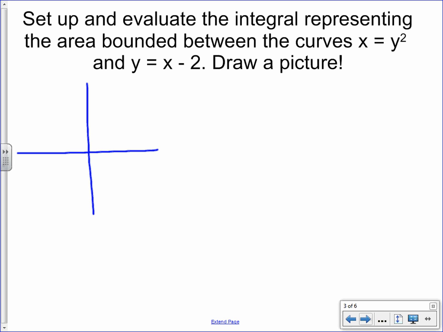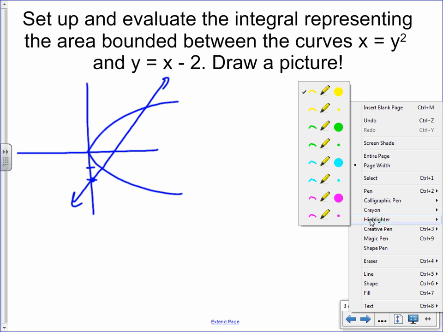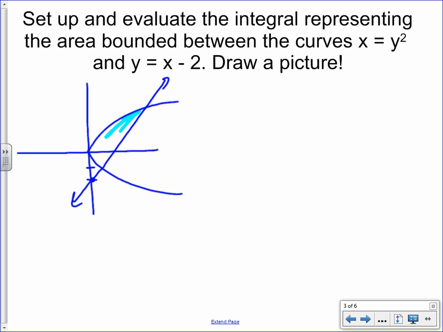Okay. I want a picture every single time. And I want a reference rectangle every single time, whether it be area or what we do next week. So, here we go. x equals y squared. So y equals square root of x, y equals negative square root of x. And then y equals x minus 2. I don't think I have to go through. So we are talking about this area in here.